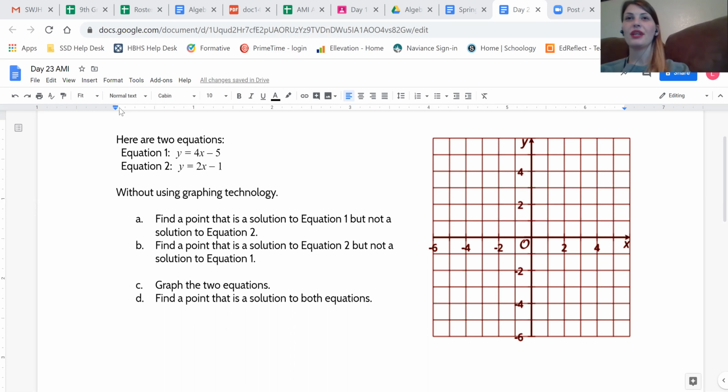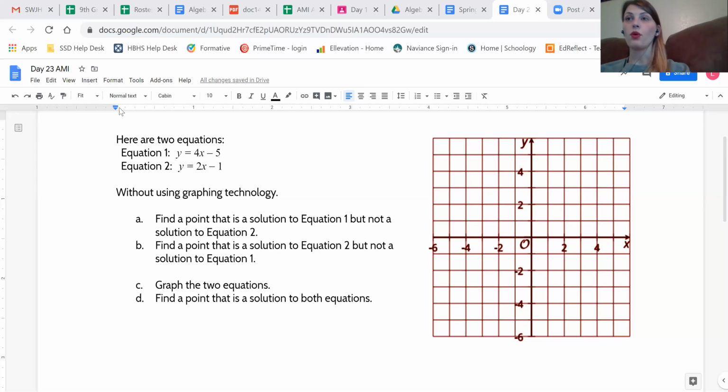It says here are two equations. Equation 1, y equals 4x minus 5. Equation 2, y equals 2x minus 1. It says without using graphing technology, so without using decimals. Find a point that is a solution to the first equation, but not a solution to the second equation. Find a point that is a solution to the second equation, but not a solution to the first equation. Then graph the two equations and find a point that is a solution to both equations.